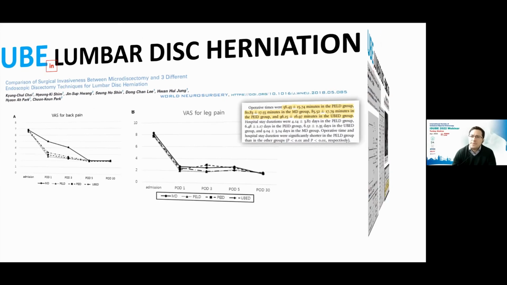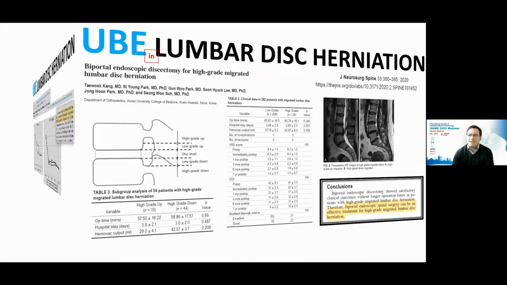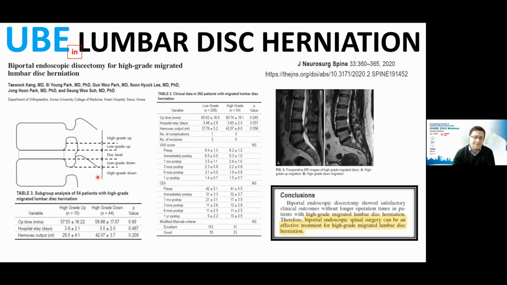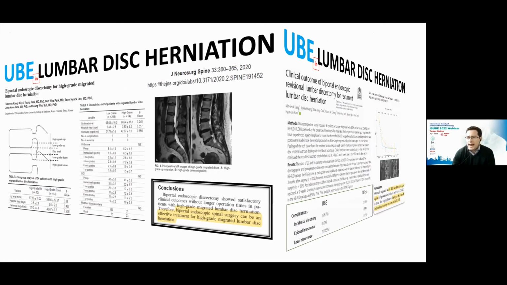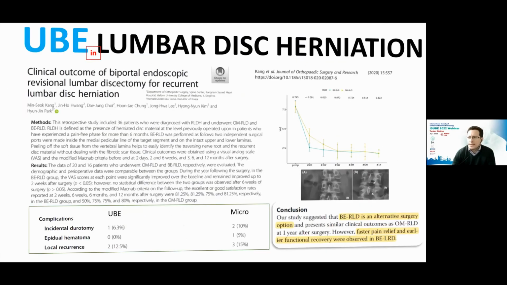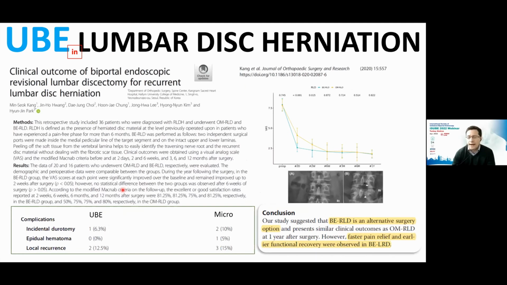For example, in this paper, we can see a high-grade migrated lumbar disc herniation that is very difficult when you do uniportal surgery and needs more learning curve. When you do it by UBE, you can do it with not many cases. Even when you have a recurrent lumbar disc herniation, when you do it by UBE, even when the first surgery was microscopic, you can resolve it with biportal surgery with a shorter learning curve.